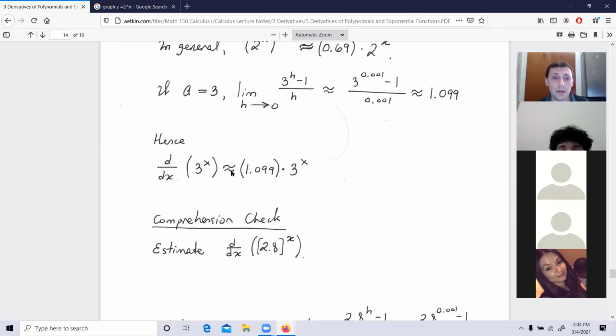So the answer is about 1.099 times 3 to the x. It's by no means like you initially supposed. The derivative is by no means x times 3 to the x minus 1. Do you agree?